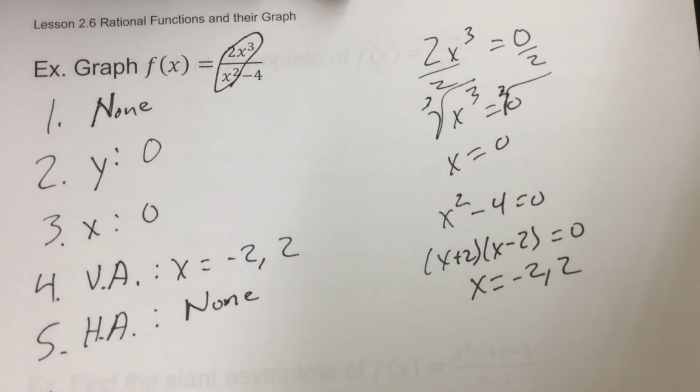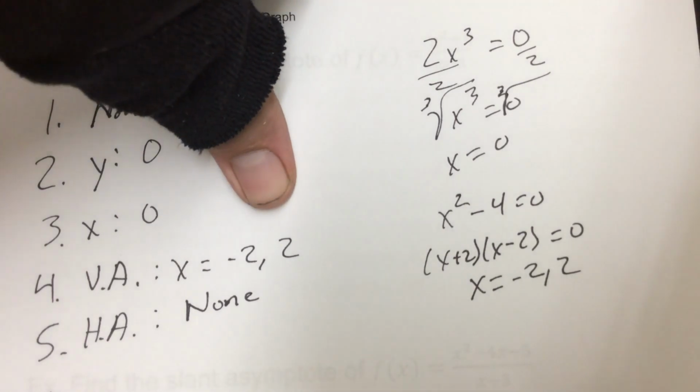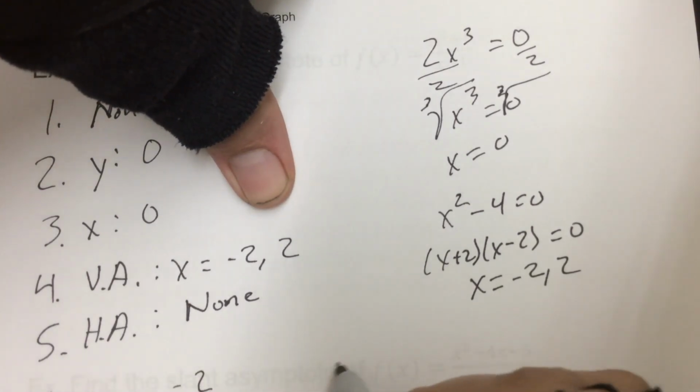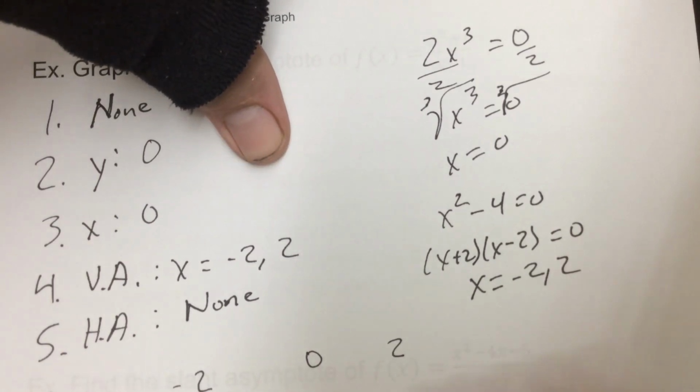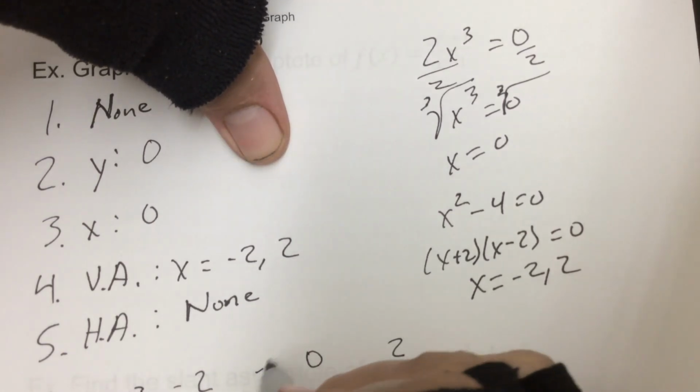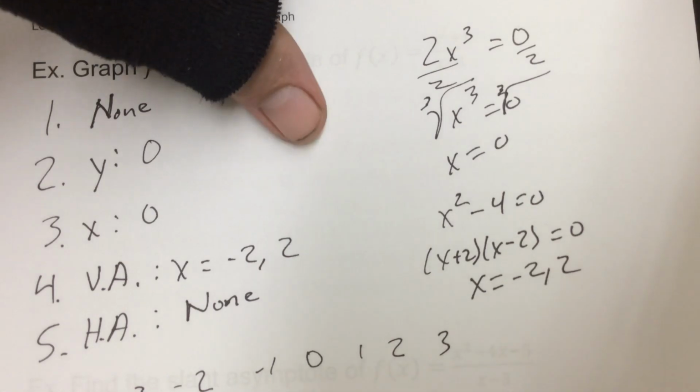So for number 6, we're going to plot one point between and beyond each x-intercept or vertical asymptote. So the vertical asymptote is going to be at negative 2 and at 2, and our x-intercept's at 0, so 1 in between and beyond. Negative 3, negative 1, 1, and 3. So a few more points to plot here.